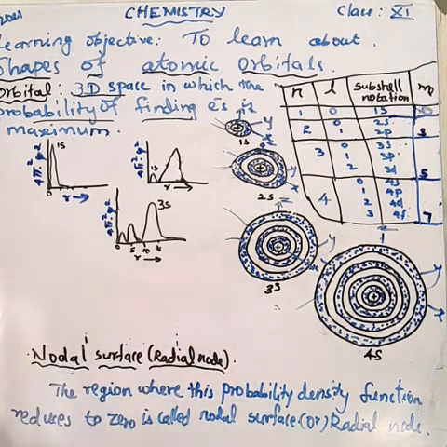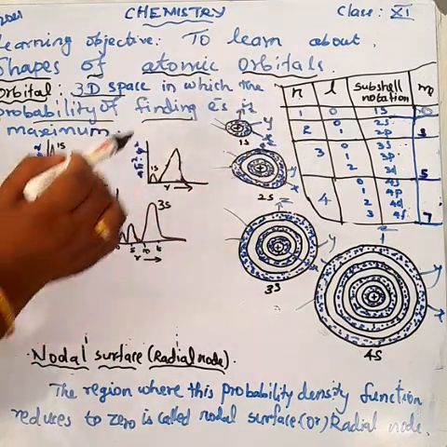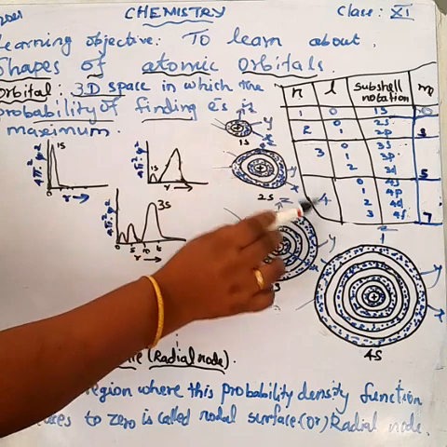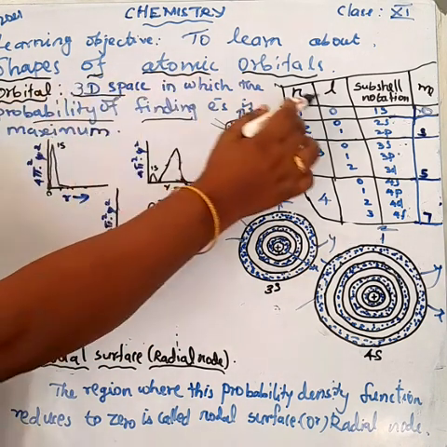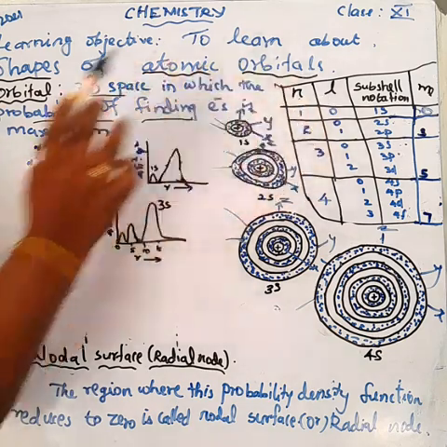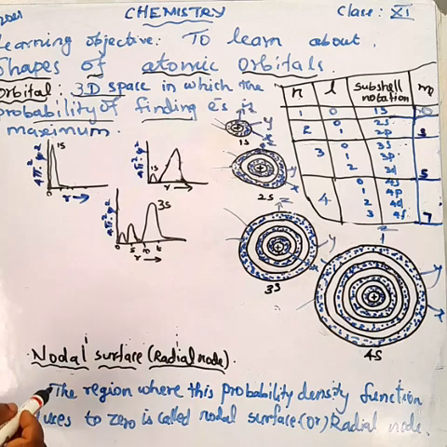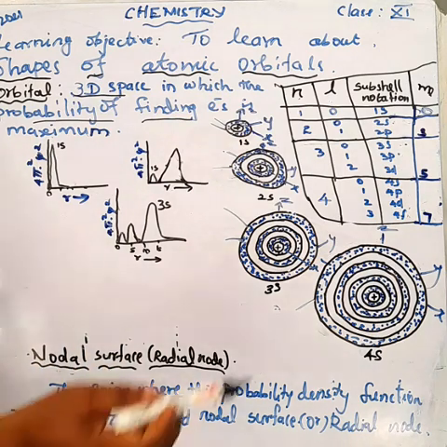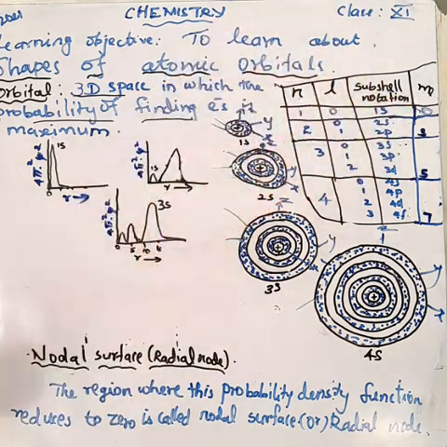The principal quantum number is denoted by the symbol small n. It represents the various energy levels in the orbital. Second, the azimuthal quantum number, otherwise known as the angular quantum number, is denoted by the symbol small l. It represents the shape of the atomic orbitals. Another one, the magnetic quantum number, is denoted by the symbol small m. It represents the orientation of an orbital.